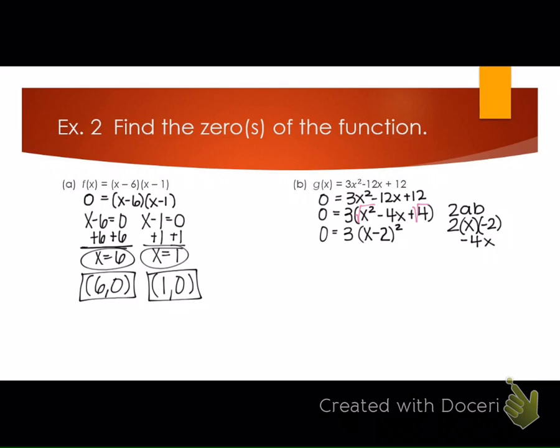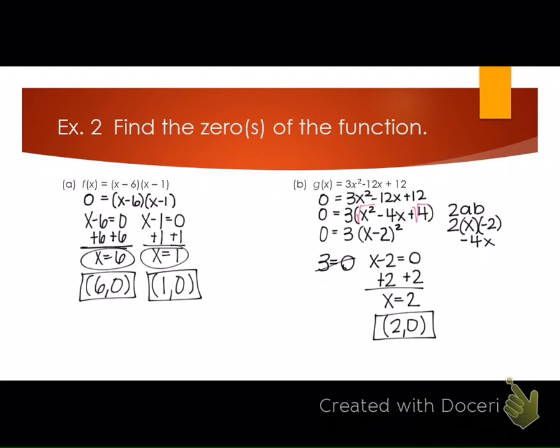Now, I have equations to set up. What's the first one I'm going to set up? 3 equals 0, right? Every single term gets an equation. So 3 equals 0. Now, does that even make sense? Is that true? No. So we cross it out. We don't need it, but we still have to write it. What's the second equation we're going to write down? x minus 2 equals 0. How do we solve for x? We add 2 on both sides. So x equals 2. Now, what's our final answer going to be? The ordered pair (2, 0).